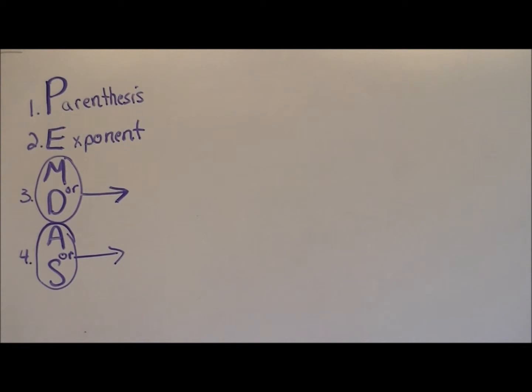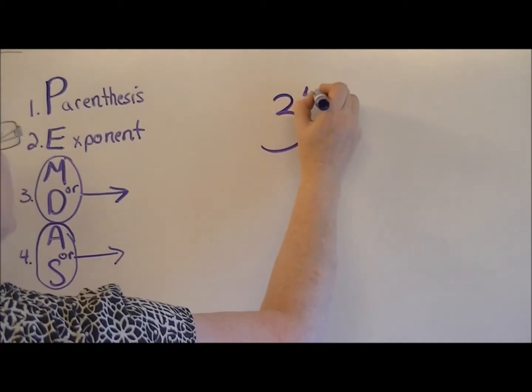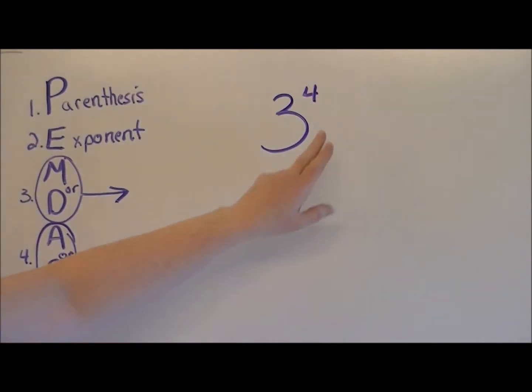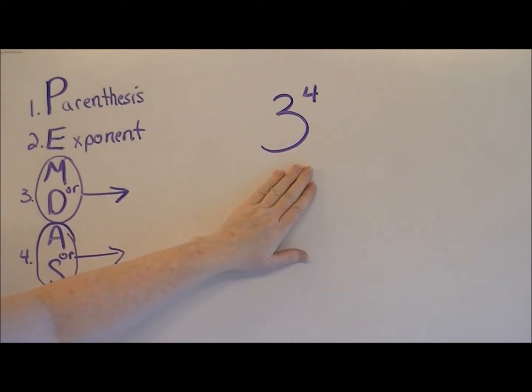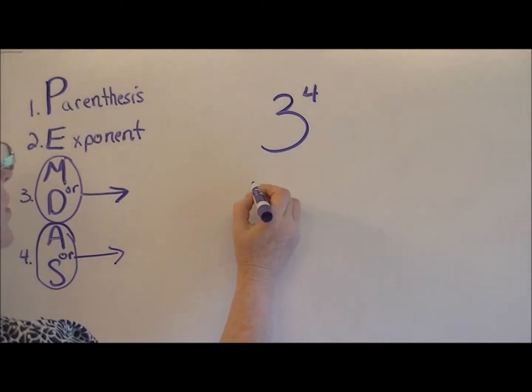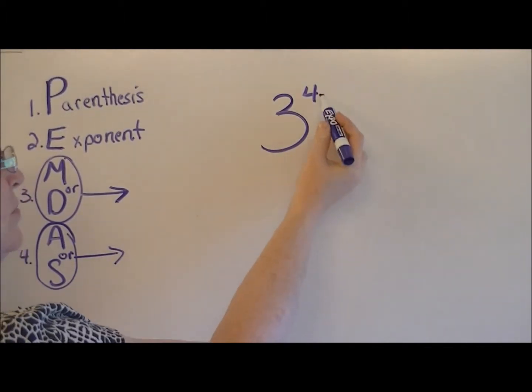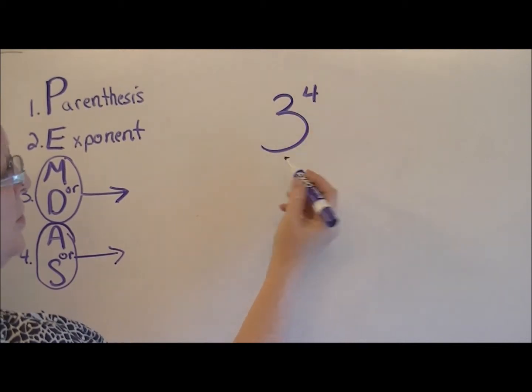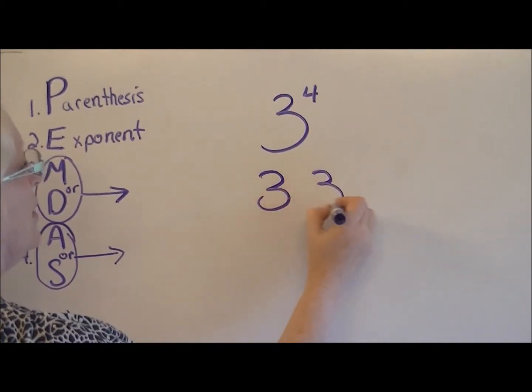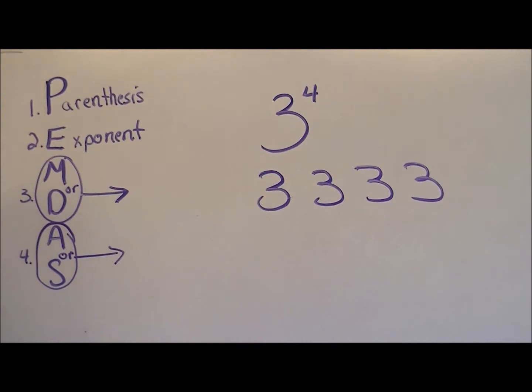Okay, before we work an order of operations problem, let me show you what an exponent is. The little number, the 4, is called an exponent. The 3, the bigger number, is called the base. So what this means is they want you to multiply the number 3, the base, 4 times. So I like to think of it as simply writing the number 3 4 times: 1, 2, 3, 4. Now that's not my answer.